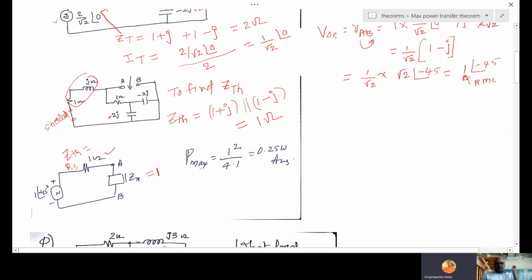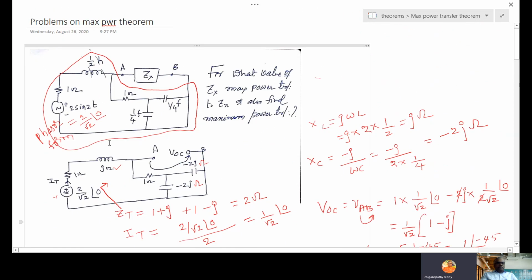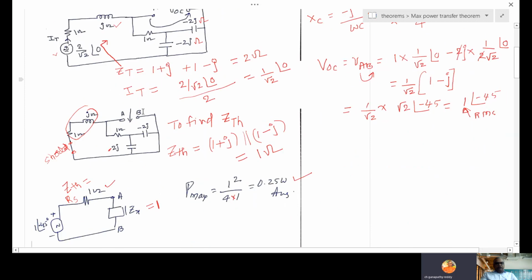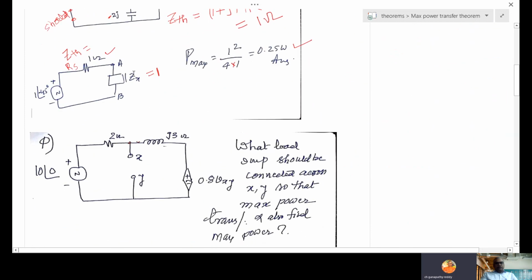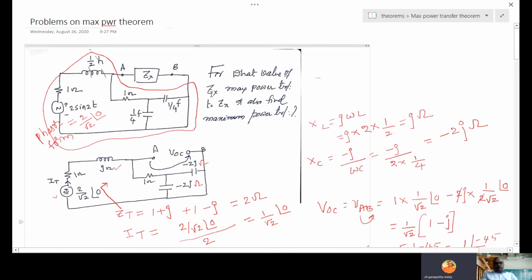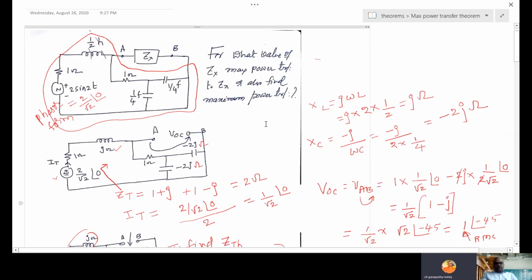Now under case 1, what is the formula? P max is Vs square by 4 into RL. Vs square. What is Vs RMS? 1. So 1 square by 4 into RL. What is the RL value? 1. Simplify, you get the answer. So like this, we can solve. So this network is first replaced with a Thevenin equivalent, then connect a ZX. What is the question here? For what value of ZX is there maximum power transfer to ZX? First is the condition. Next is what is the maximum power.